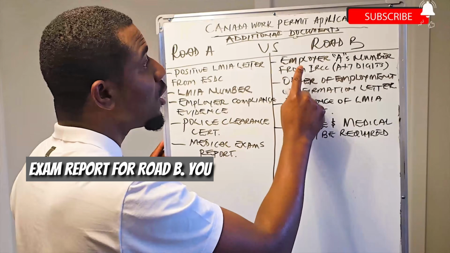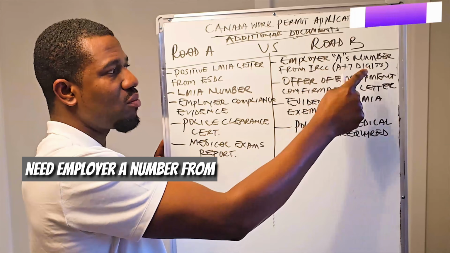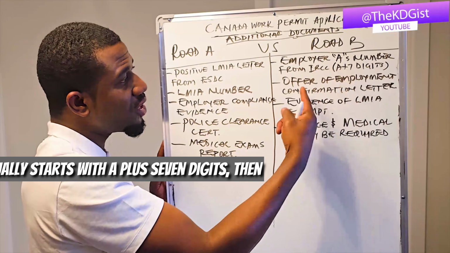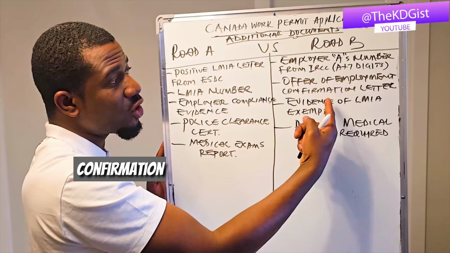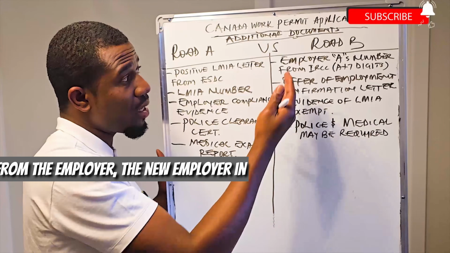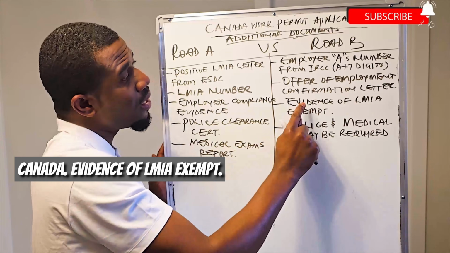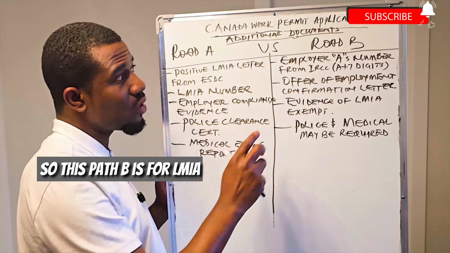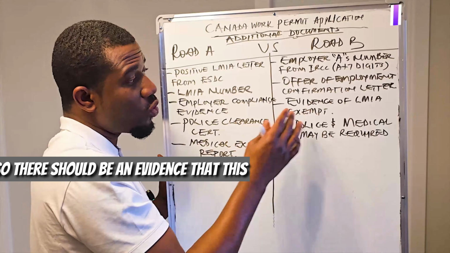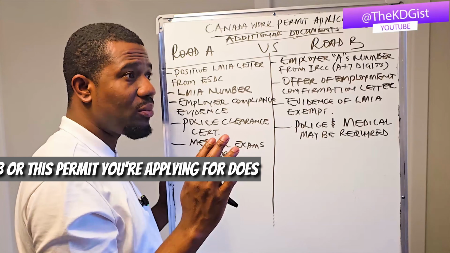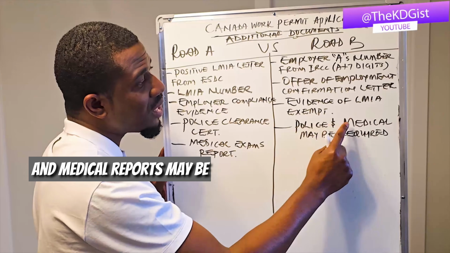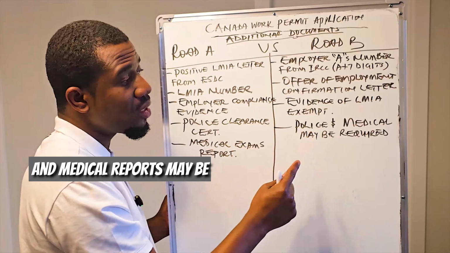For Road B, you need the employer's A number from IRCC. The number we talked about earlier usually starts with A plus 7 digits. Then an offer of employment confirmation letter from the new employer in Canada, and evidence of LMIA-Exempt. So this part B is for LMIA-Exempt, not LMIA required. There should be evidence that the permit you're applying for does not require an LMIA. Police and medical reports may be required.